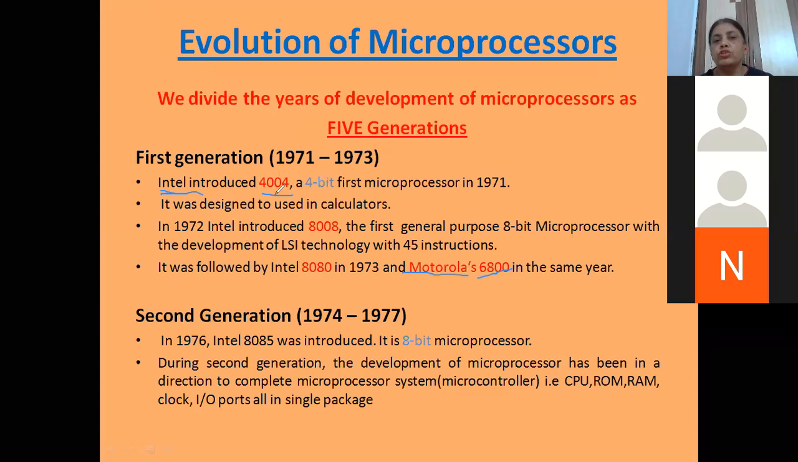Intel introduced the 4004 microprocessor. So this number should be matched with your generation, and it is a 4-bit microprocessor. 4-bit means the word size of the microprocessor, meaning how many bits it can process at a time. 4-bit means how many combinations can we make? We can make 2 raised to the power 4. We have done this in 11th standard. 16 combinations, right? Very good.